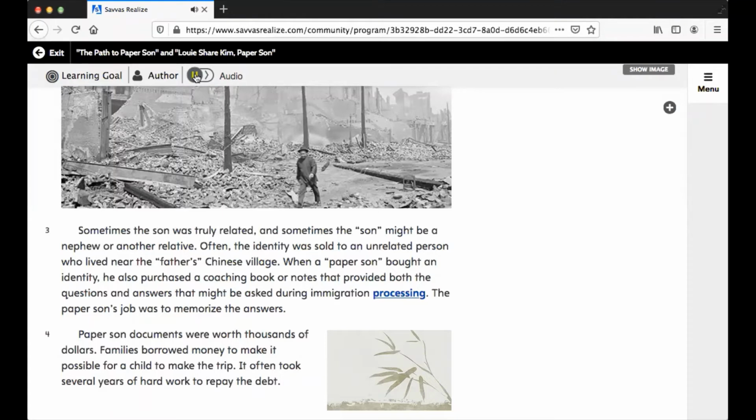Families borrowed money to make it possible for a child to make the trip. It often took several years of hard work to repay the debt. I think the idea of buying a new identity is really interesting. Imagine becoming someone else with a new name, a new family, and a new country. I think that would make me feel scared and nervous.